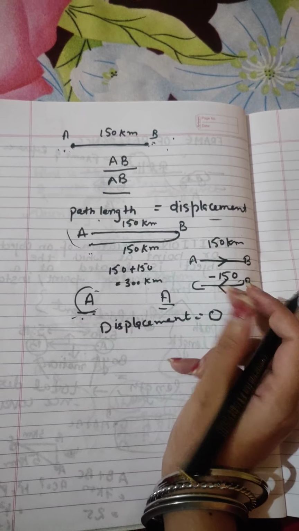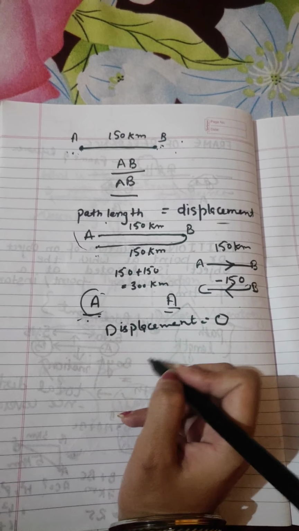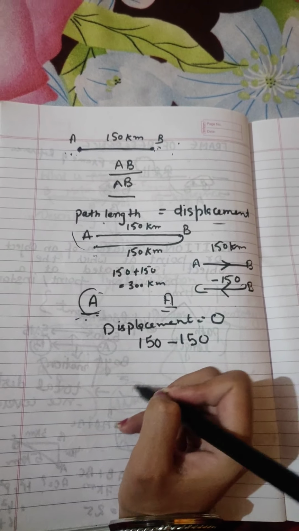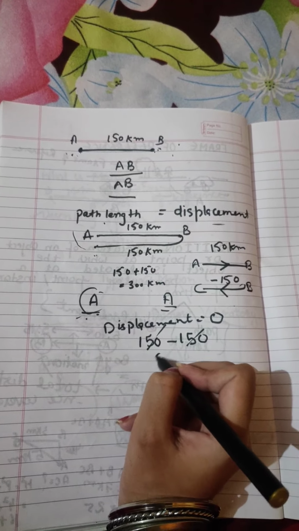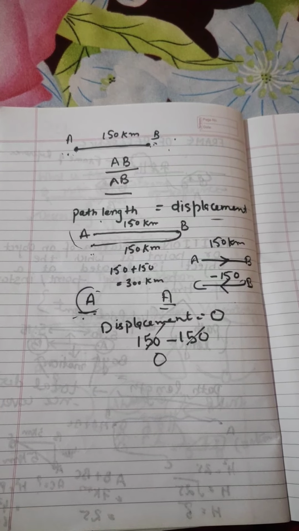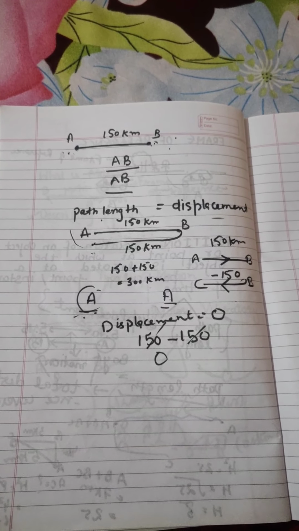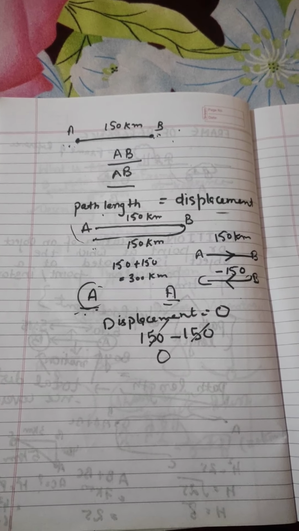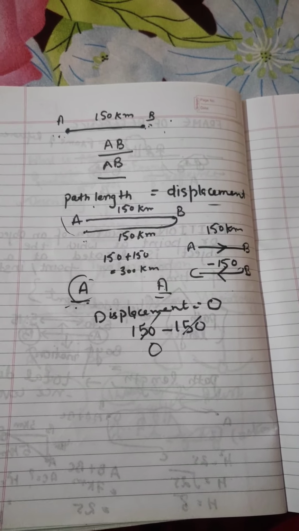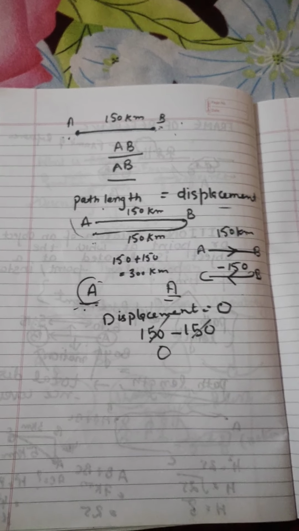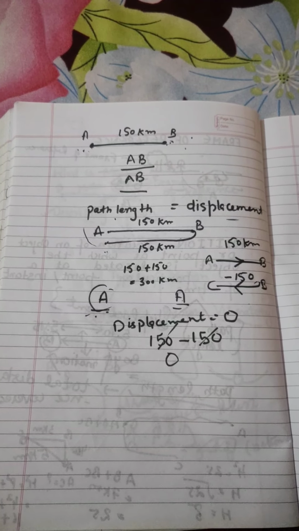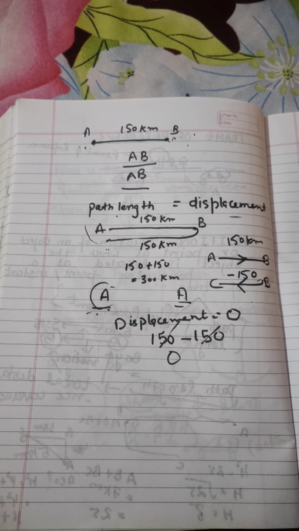Why? Minus sign indicates that there is some change in direction. So when I try to find out my displacement, it is going to be 150 minus 150, right? Then what is going to happen? 0, because it covered 150 in some positive direction, but then it came back and covered the same distance but in the opposite direction. So both of them are going to cancel each other out and you will get a value equal to 0. So this is how your displacement turns to 0. The main thing to remember right here is, if your initial and final position are the same, your displacement is going to be 0.